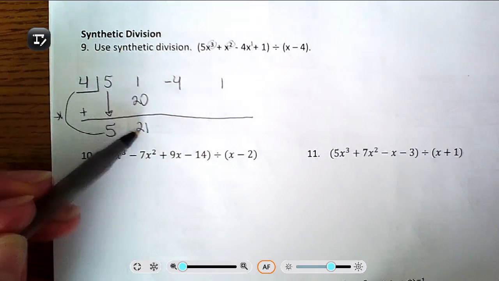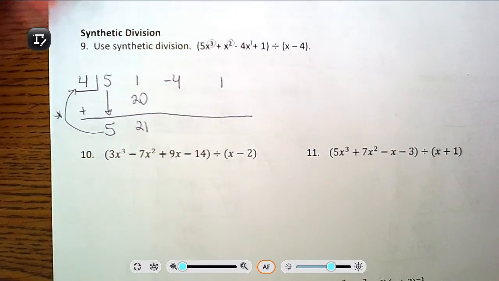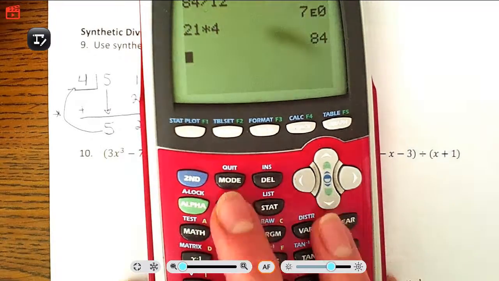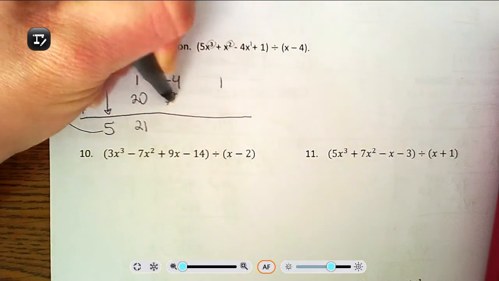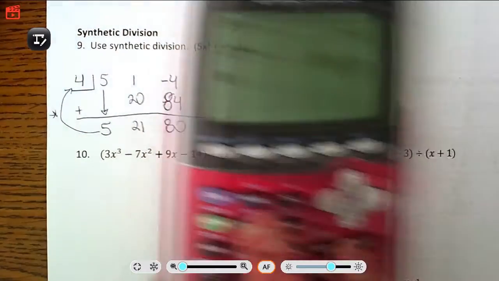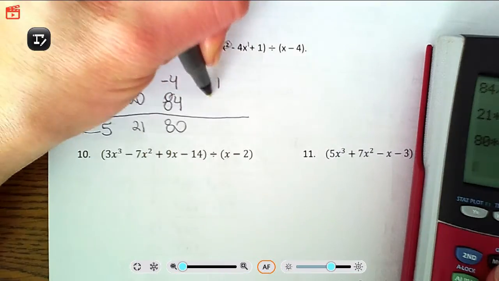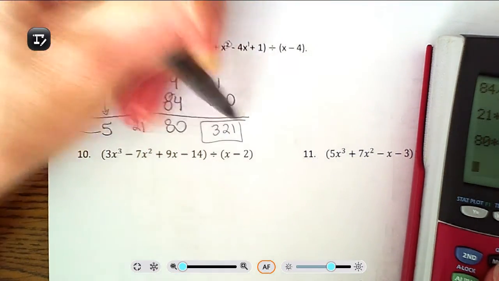21 goes back around this arrow, multiplies by 4. 21 times 4 is 84. So 84 minus 4 is 80. 80 times 4 is 320. Add it to 1, and you get 321 for the remainder.